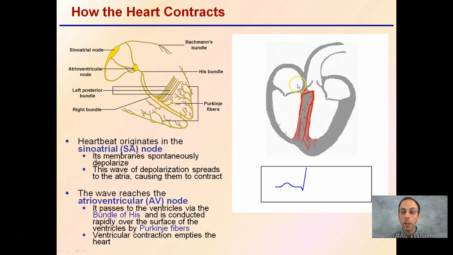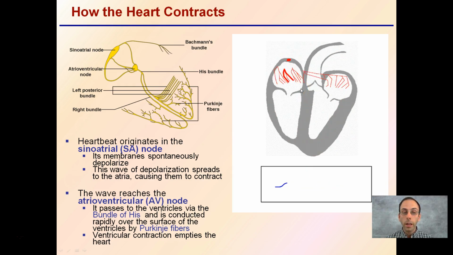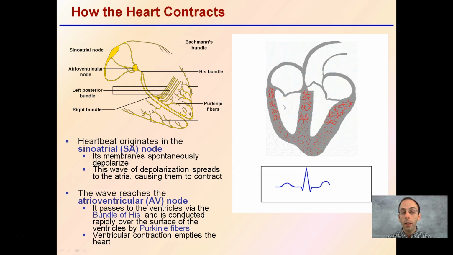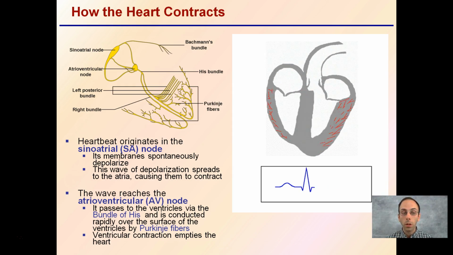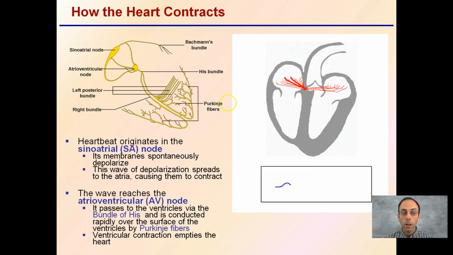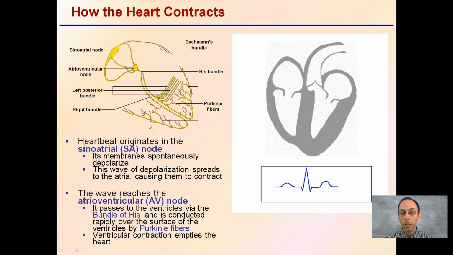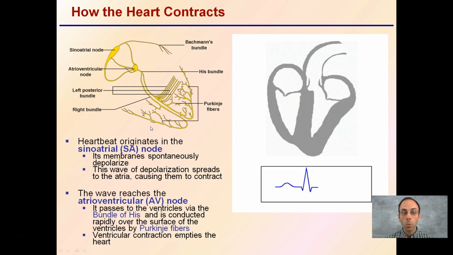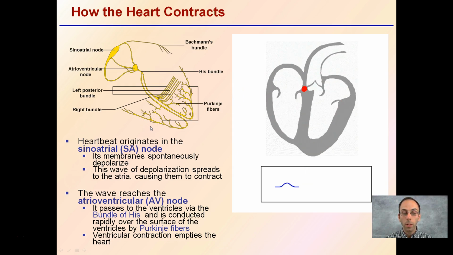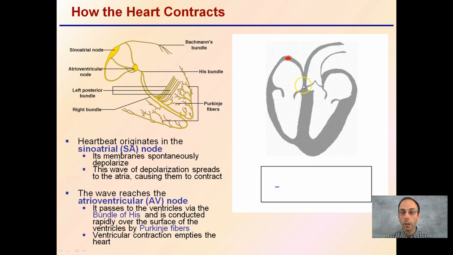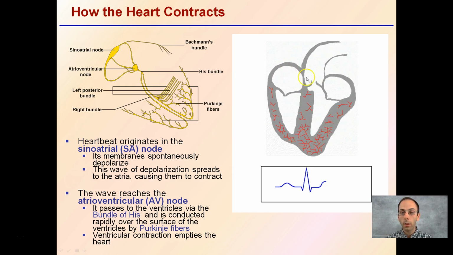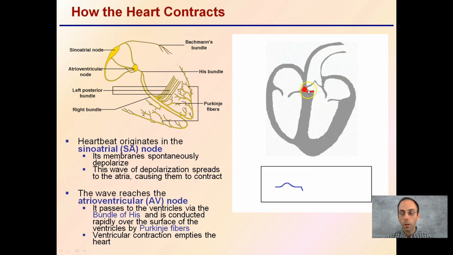But the heartbeat originates at the SA node. It's the sinoatrial node, and it's abbreviated SA node. And this spontaneously depolarizes. This wave of depolarization spreads to the atria, causing them to contract. So we see that initial signal here, right there, going right to here.